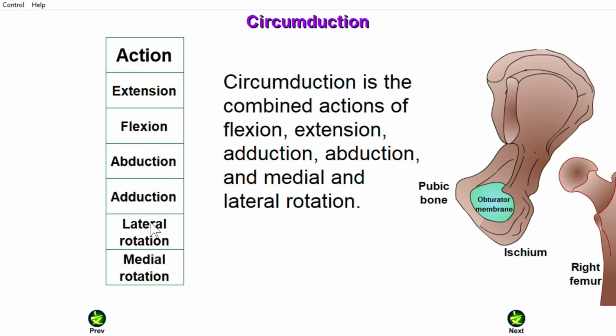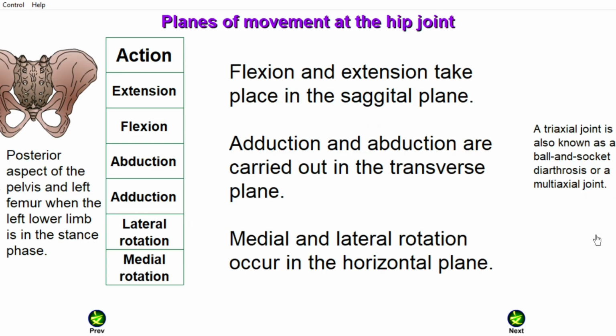Now, circumduction is the combined action of all the actions that we've seen so far: flexion, extension, adduction, abduction, and medial and lateral rotation. Flexion and extension take place in the sagittal plane. Adduction and abduction are at 90 degrees and carried out in the transverse plane, and at right angles to both of those planes, medial and lateral rotation will occur in the horizontal plane. A triaxial joint is also known as a multiaxial joint or a ball and socket joint.